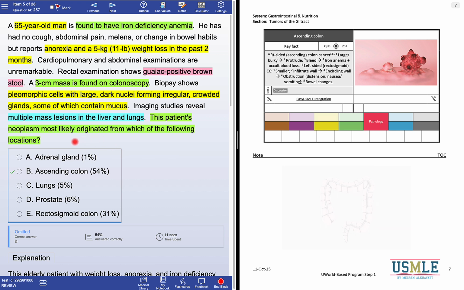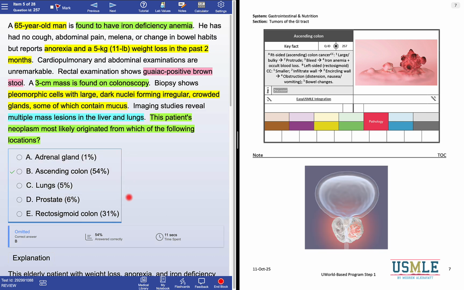Also note in the scenario that tumors of the adrenal gland, lung, or prostate have additional features that are not present in this case. As an example, adrenal gland tumor will cause hormonal changes, lung will cause hemoptysis, and a prostate patient should have urinary symptoms.